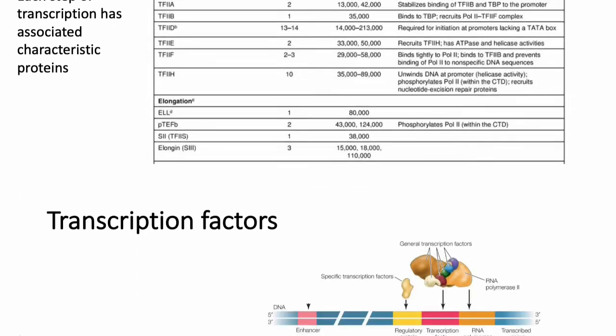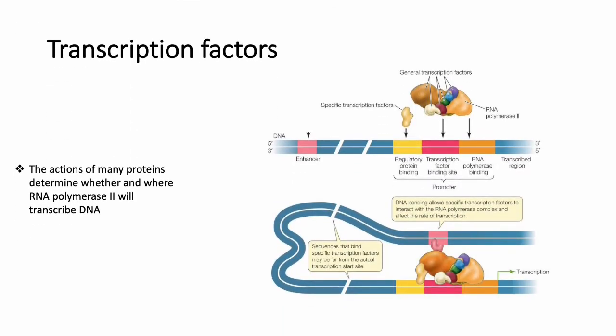Kind of just focusing again on transcription factors. Transcription factors are quite specific because they bind to particular regions. So you can have specific transcription factors which will bind to regulatory regions, and essentially we have general transcription factors which will bind to the RNA polymerase, which also then binds to particular sites within the DNA. And essentially they will determine whether or where the RNA polymerase II will transcribe DNA. So essentially they aid in the transcription process.